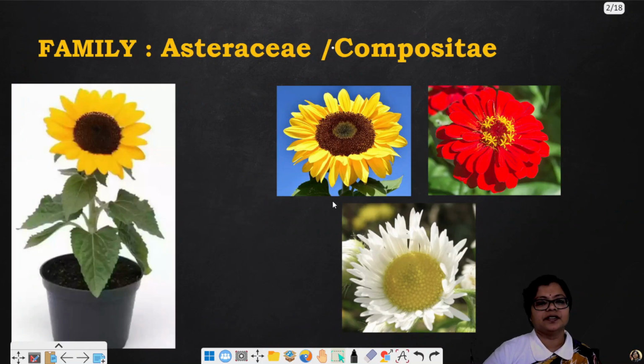Family Asteraceae. Previously, it was called Compositae. Mainly, it is considered the sunflower family, dahlia family, or the aster family. In this type of flower, we observe two types of florets: disc florets at the center, and towards the periphery, ray florets.